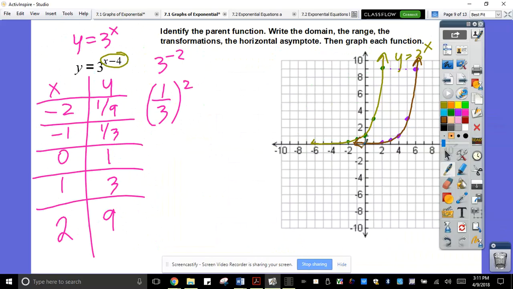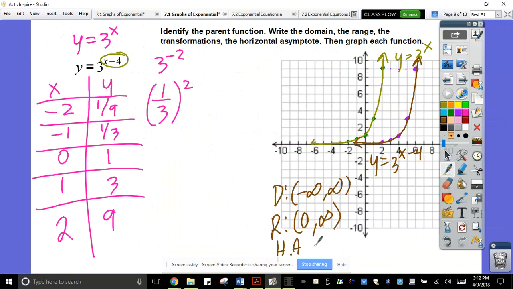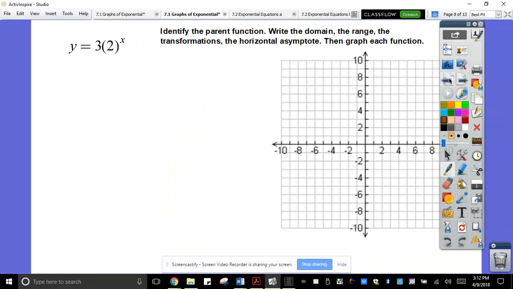Was there a transformation going up or down? None. So therefore, there's no transformation that changed the horizontal asymptote. So answering this question here, that y is equal to 3 to the x minus 4, the domain here will still be all real numbers. The range here will still be the same, 0 to infinity. The horizontal asymptote will still be y equals 0 because there's no movement up or down, which is pretty much the same thing as the parent function y equals 3 to the x. Get it?